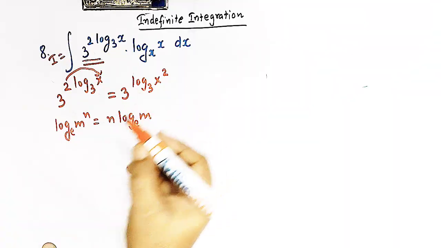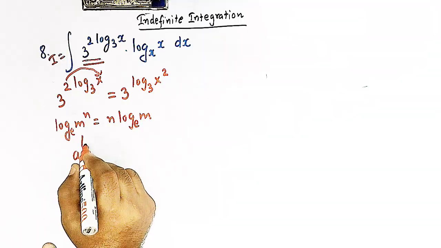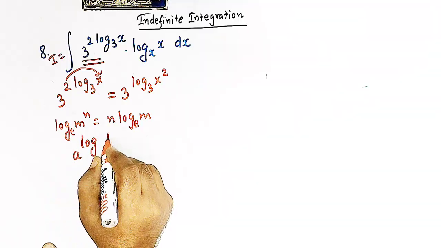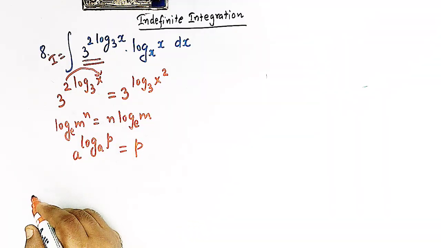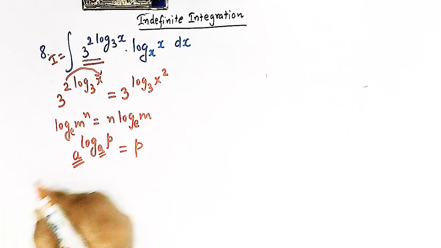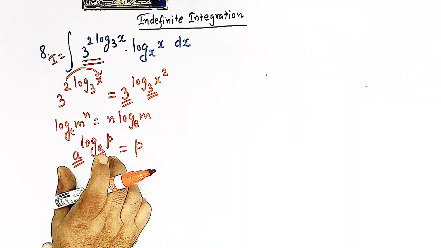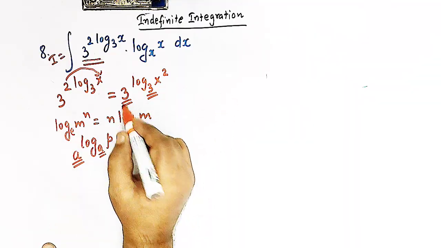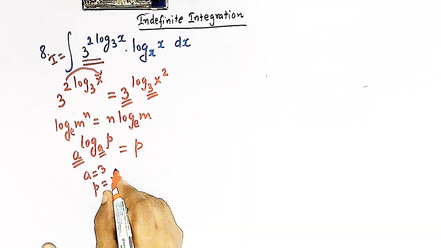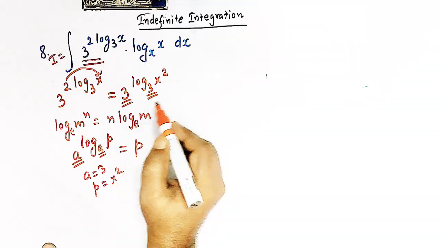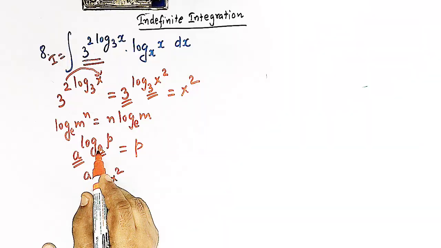Now here we'll make use of this important property of exponential function, that is a raised to logarithm of p to the base a is equal to p. Here we have a, here also we have a. So here we have 3, here also we have 3. If we compare this expression with this one, then the value of a is equal to 3, and the value of p is equal to x square. So this term is equal to simply x square due to this result.